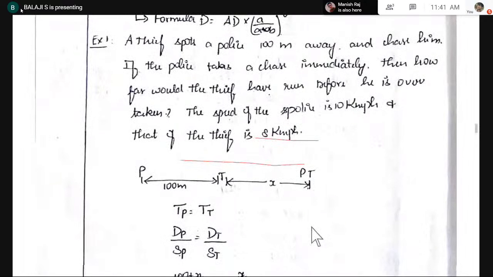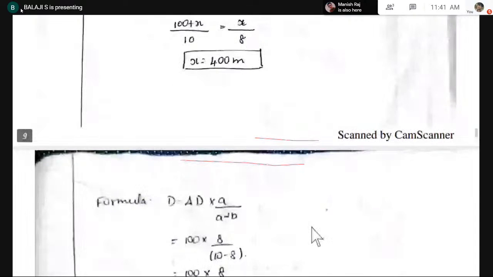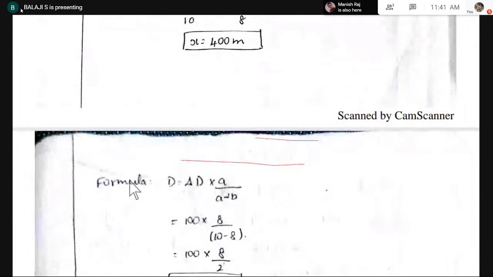Sorry for that. Okay. The second method we are going to follow is the formula method. D is equal to del T into A by A difference B. The reason I asked you not to use this formula method is that we must correctly substitute the value of A and correctly substitute the value of B. If we wrongly substitute the values, the answer may go wrong.